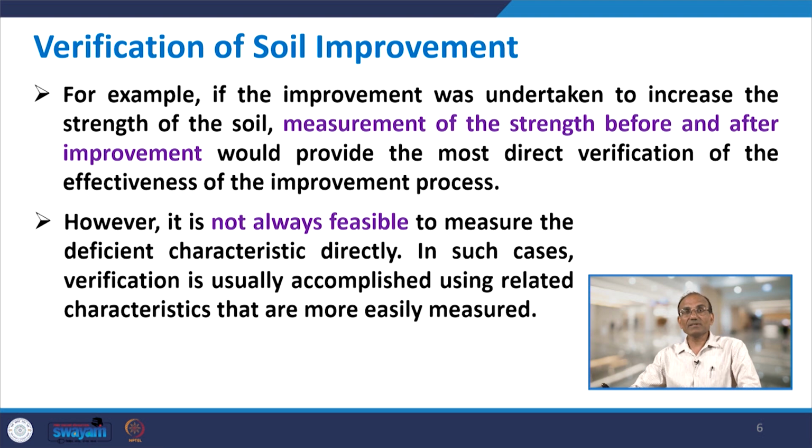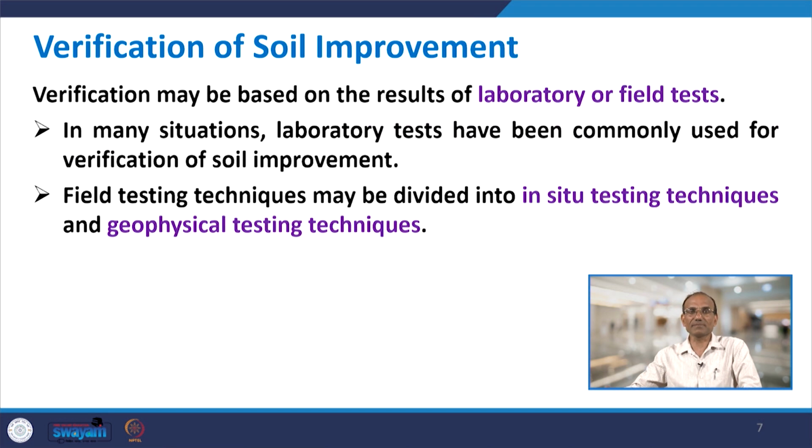For example, if the improvement was undertaken to increase the strength of the soil, measurement of the strength before and after improvement would provide the most direct verification of the effectiveness of the improvement process. However, it is not always possible to measure the deficient characteristic directly. In such cases, verification is usually accomplished using related characteristics that are more easily measured, which is an indirect method. Verification may be based on the results of laboratory or field tests.